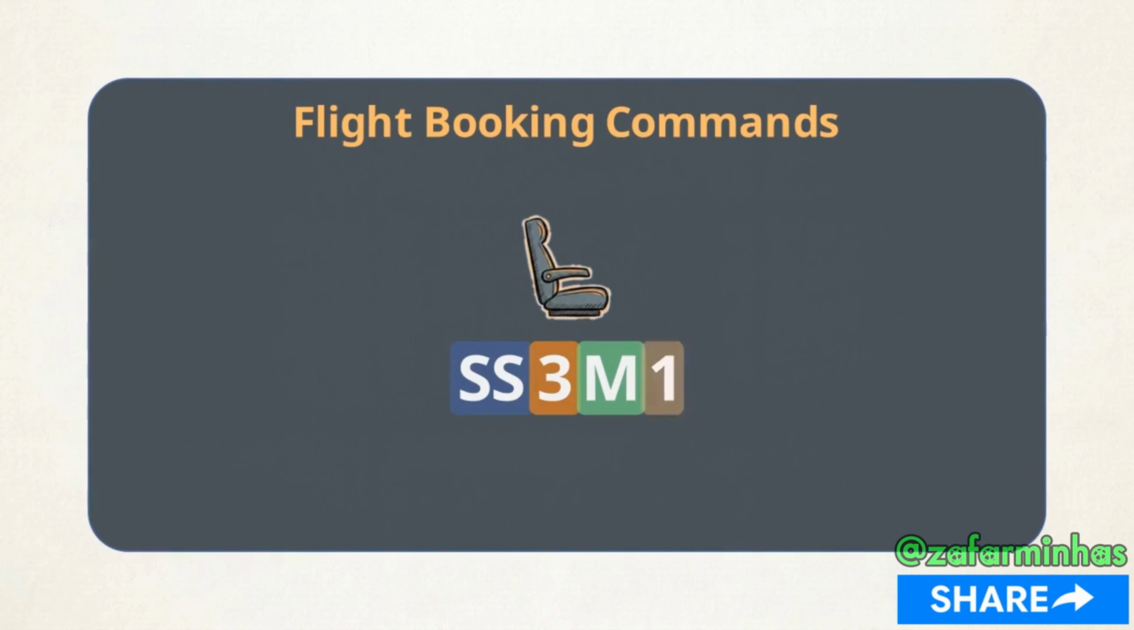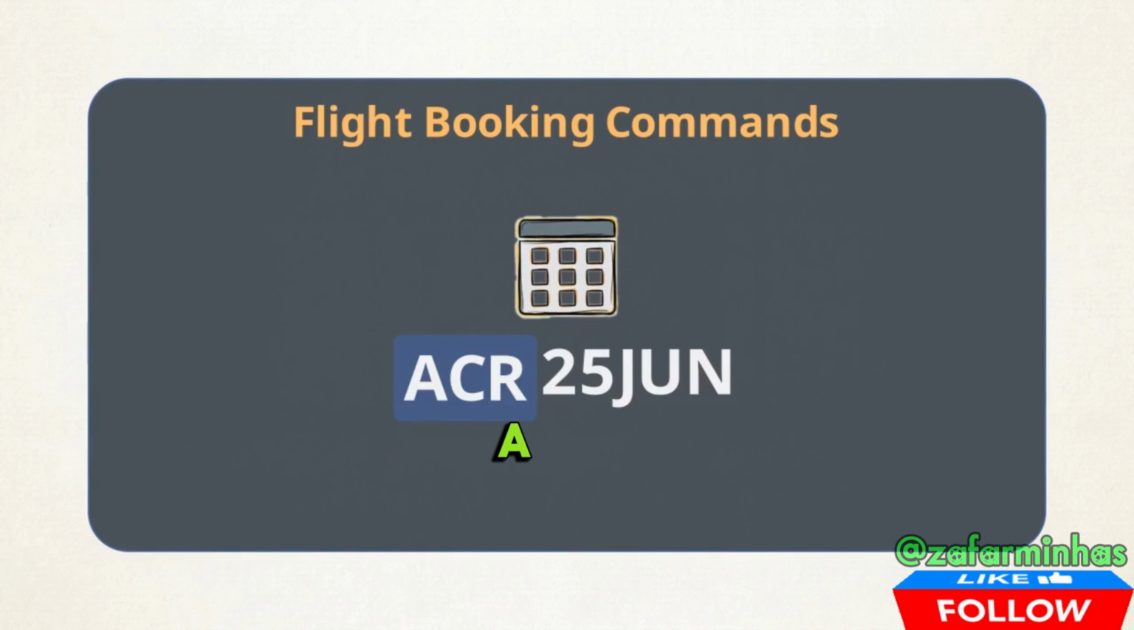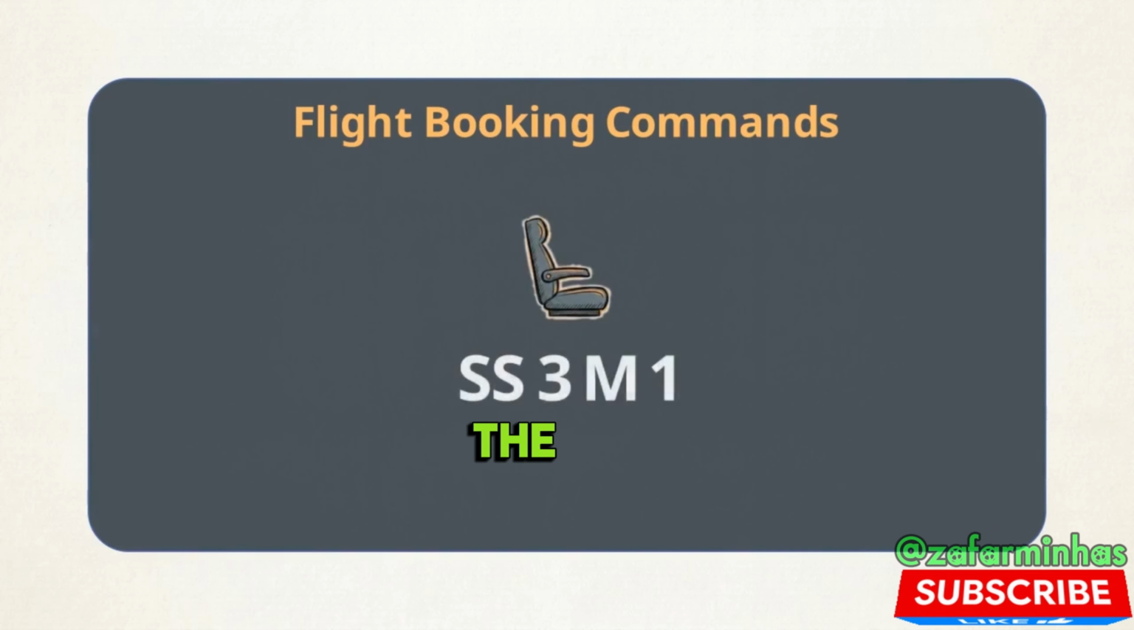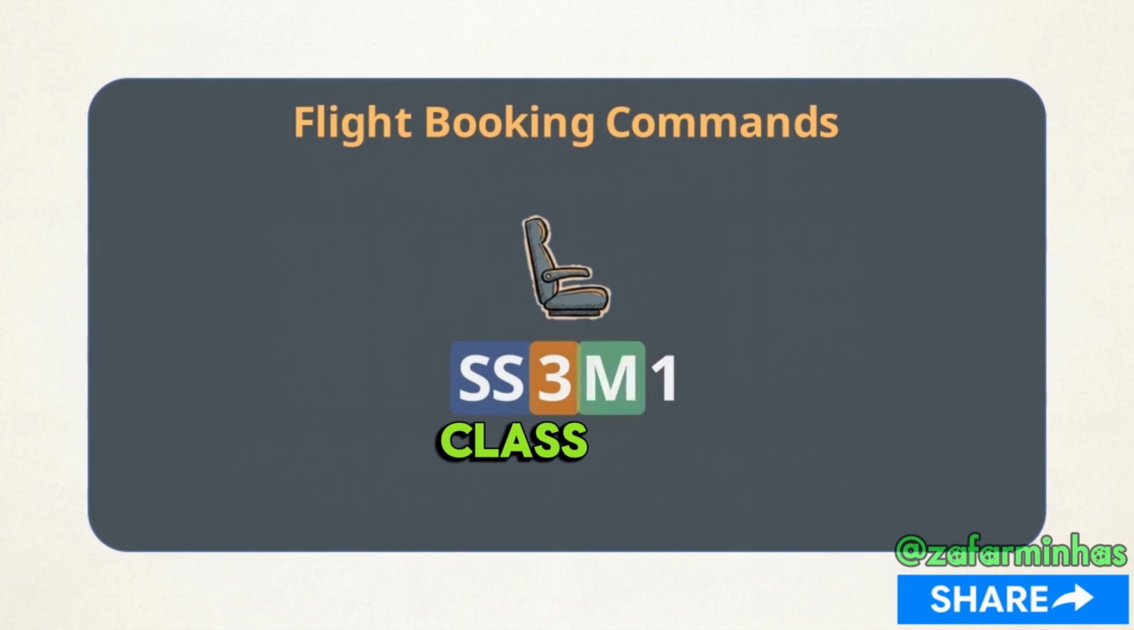For the return journey, you can type ACR along with the new date, or run a fresh availability search from Doha back to Paris. Just like the outbound leg, you select your return flights by entering the SS command, your seat count, class, and line number to complete the round-trip booking.